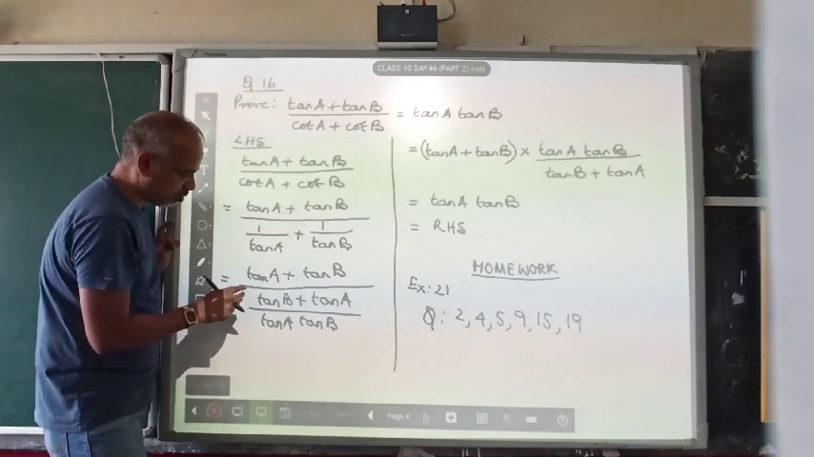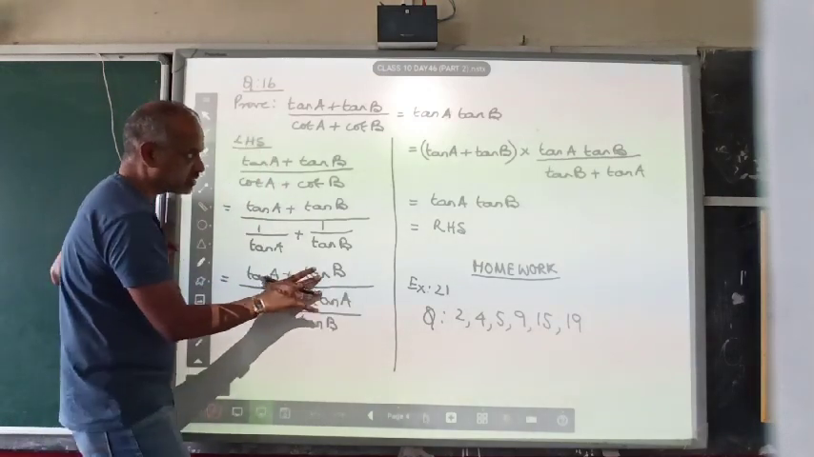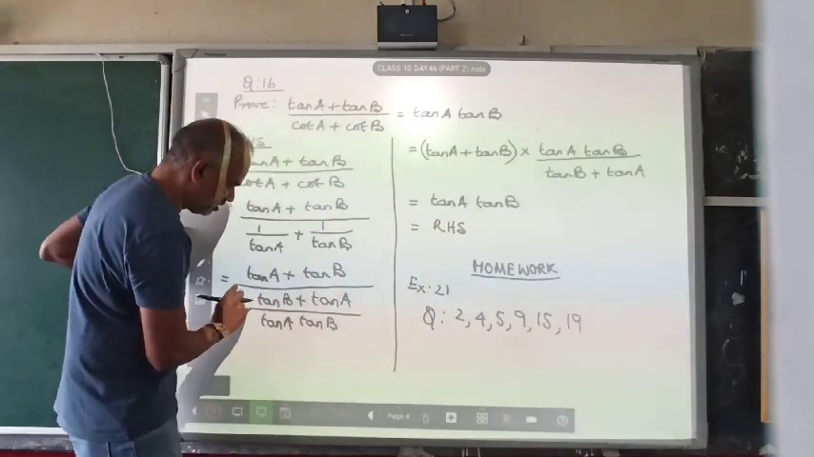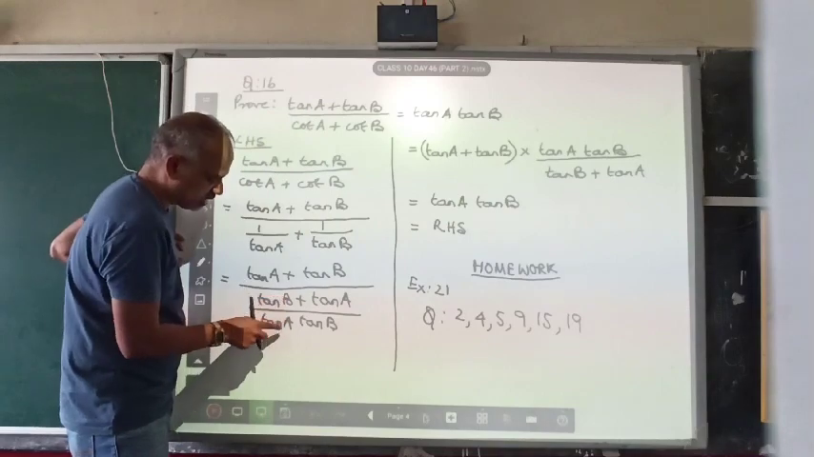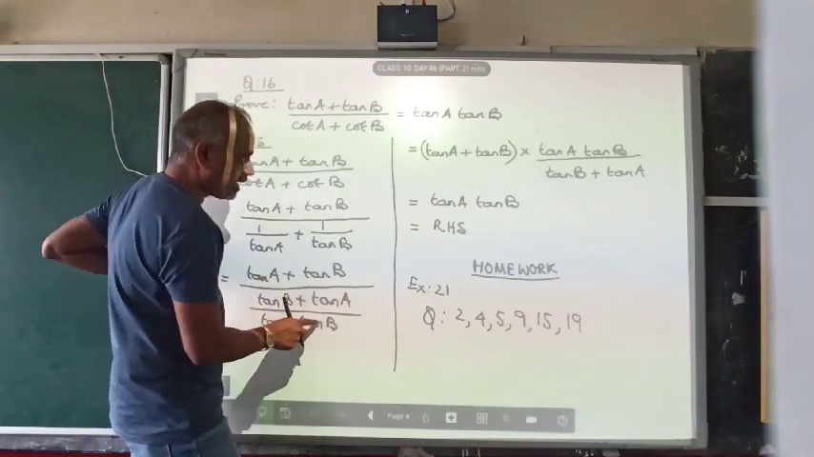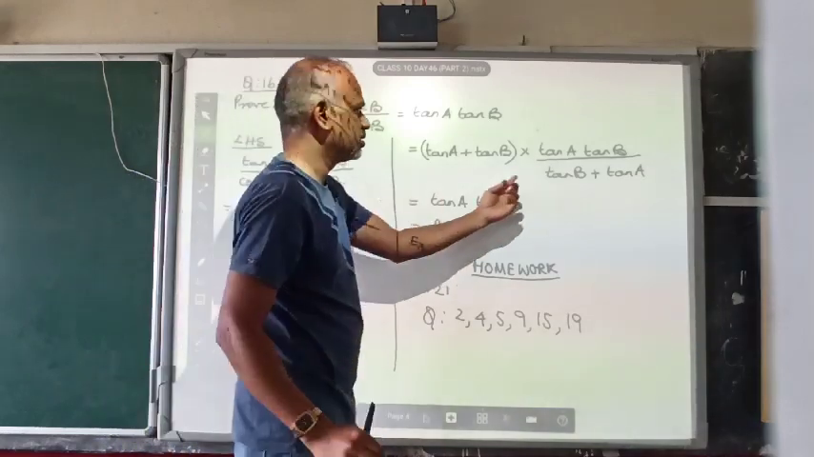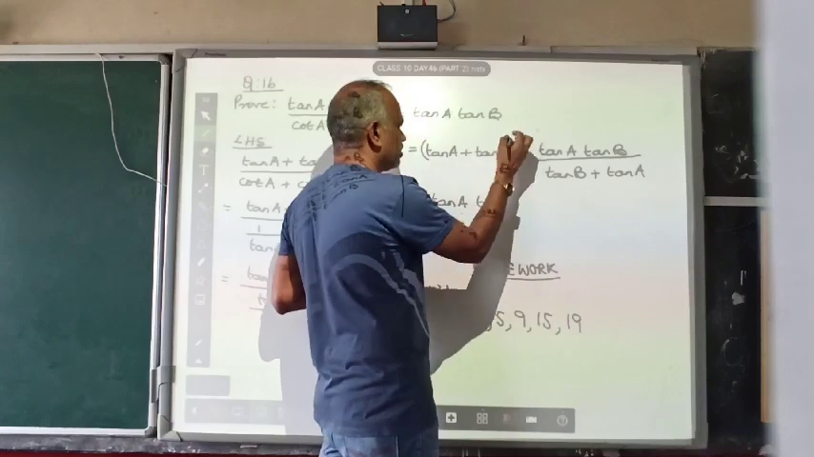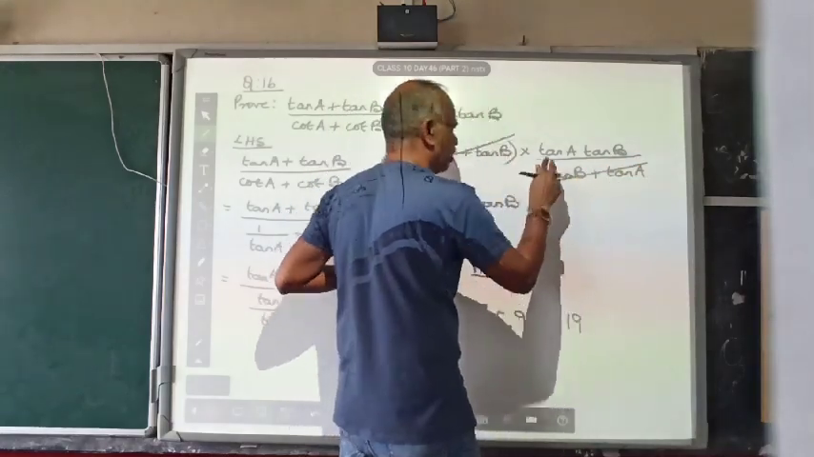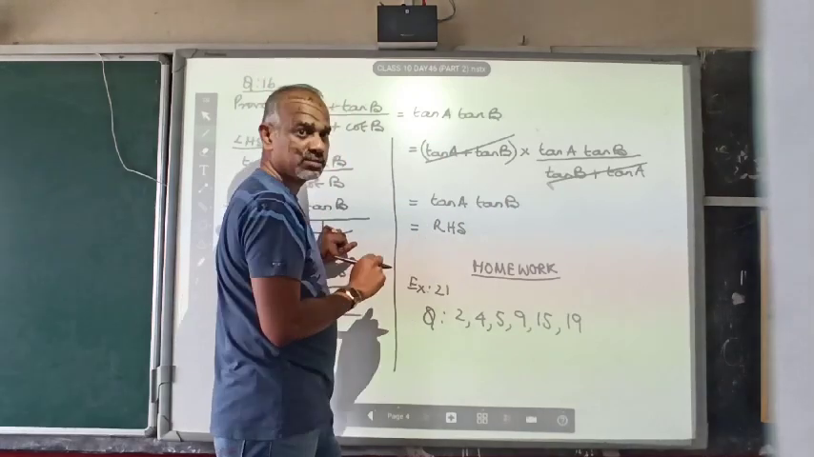In the next step, I am going to change this division to multiplication. So tan A plus tan B remains same. This is going to change to multiplication, which means I write the reciprocal of this. This comes up, this goes down. That's tan A tan B divided by tan B plus tan A. If you look at both of them, both these are same. We can cancel. So you are left with tan A tan B, which is your right answer.